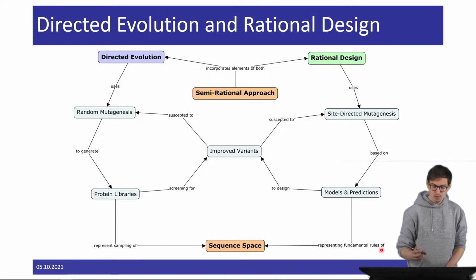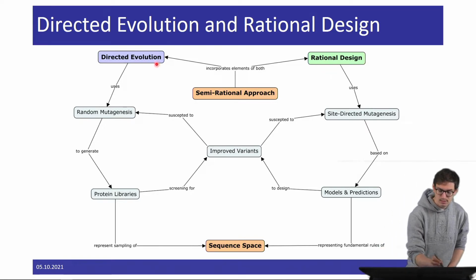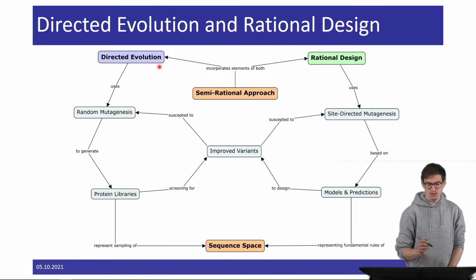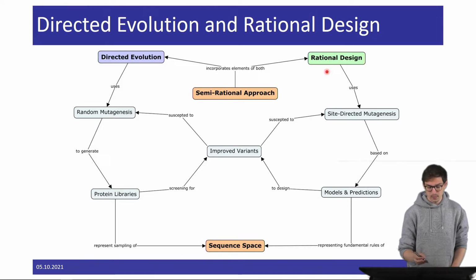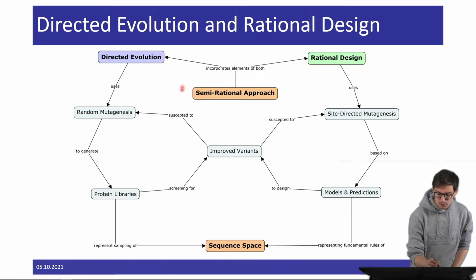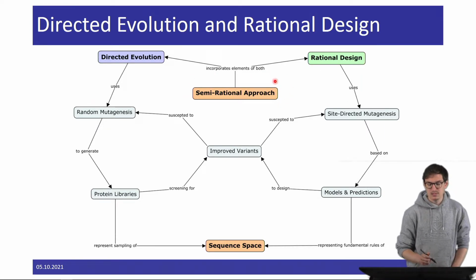In reality, often a combination of rational design and directed evolution is used, right? Rational design, or parts of rational design, are very useful because they can drastically reduce the number of samples that you need to make to find an improved variant. This combined approach is called the semi-rational approach.